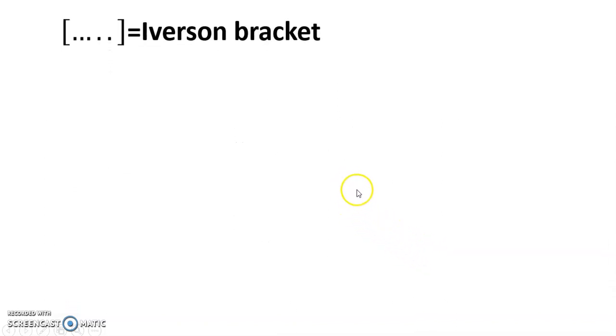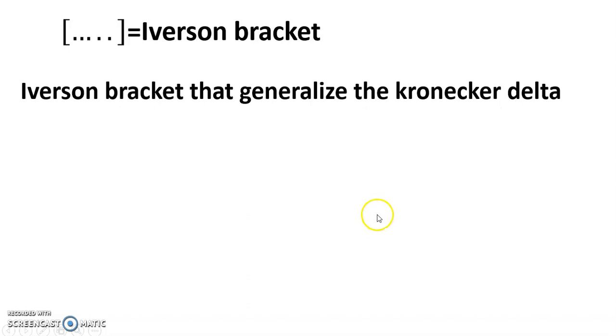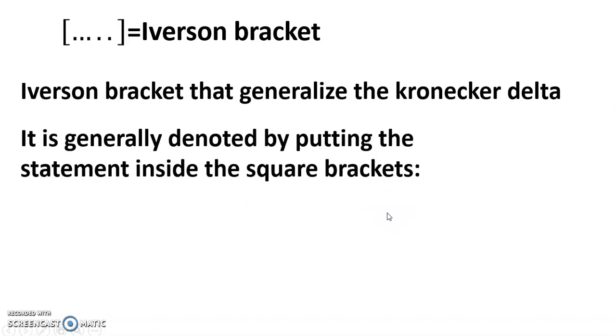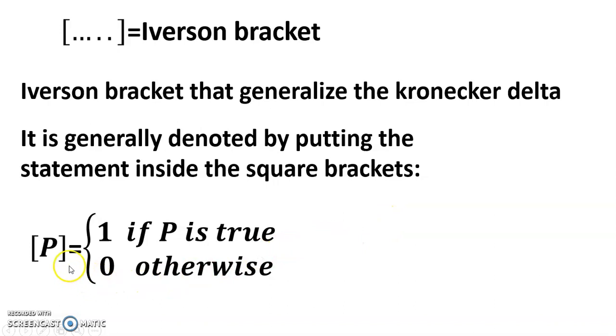And this is the Iverson bracket. The Iverson bracket generalizes the Kronecker delta. It is generally denoted by putting the statement inside square brackets, and the Iverson bracket equals 1 if P is true and 0 otherwise.